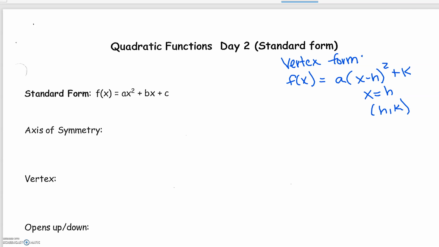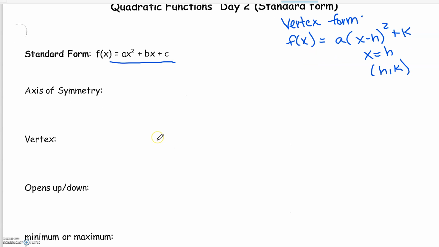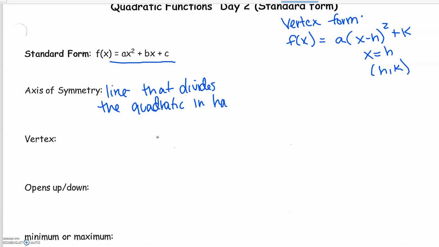So when something's in standard form, it's going to look like this. Our axis of symmetry is still that line that divides the quadratic in half. And we find our axis of symmetry by doing x equals negative b over 2a, or opposite of b.